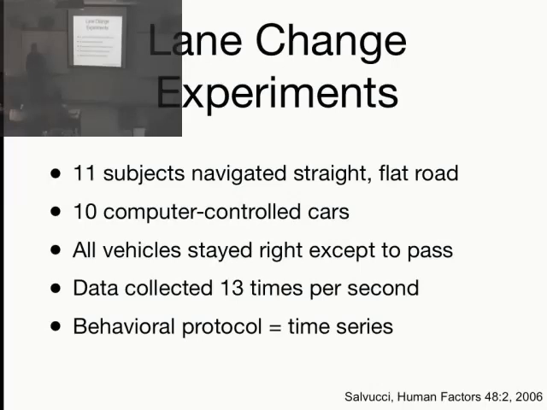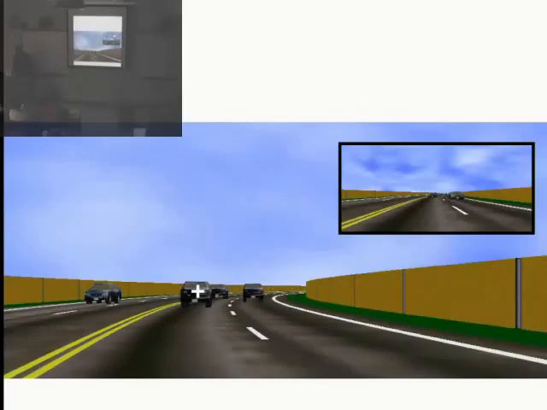Things like that. So this behavioral protocol that I'm interested in is this time series of all the data for each one of the lane changes. And I want to find from this big corpus of over 200 lane changes for all the subjects, what are the most representative samples of it. This is kind of a picture of what it looked like.